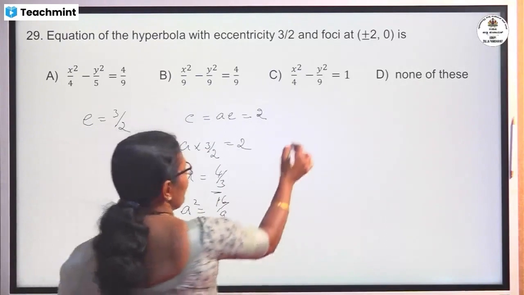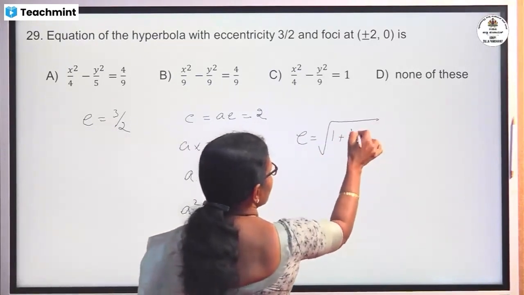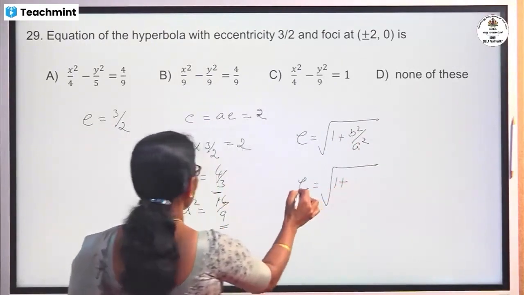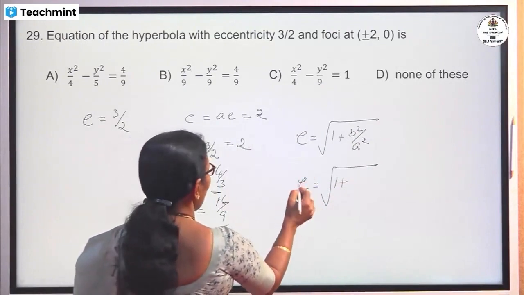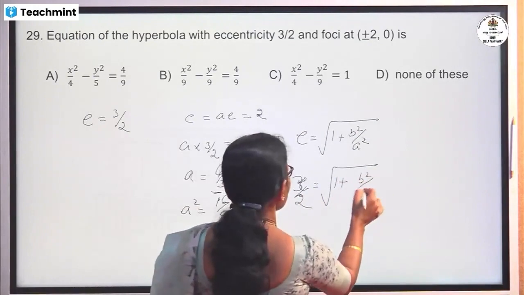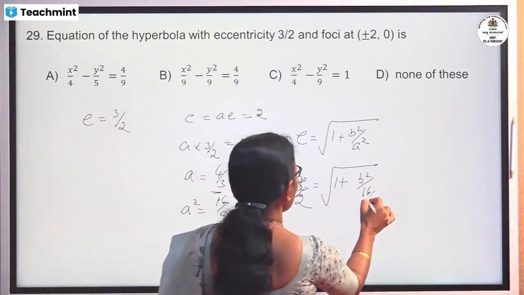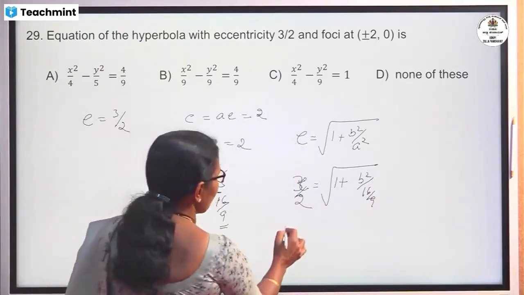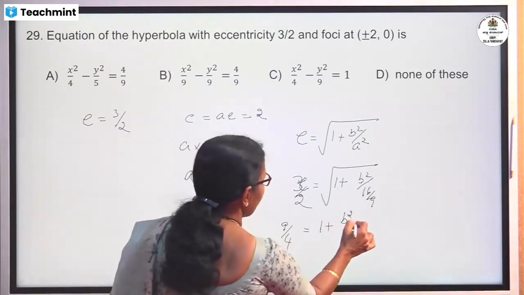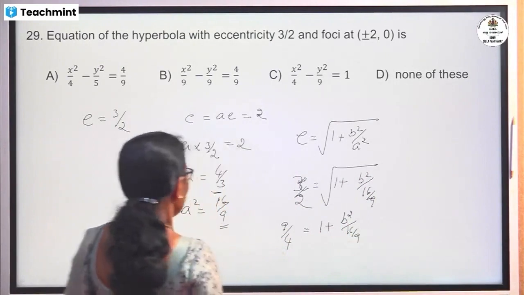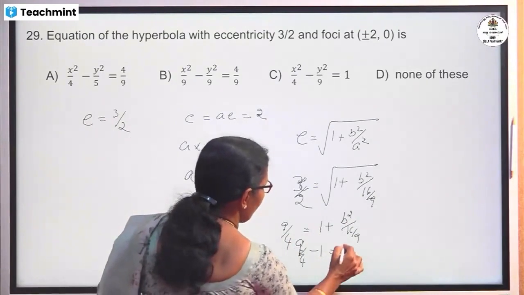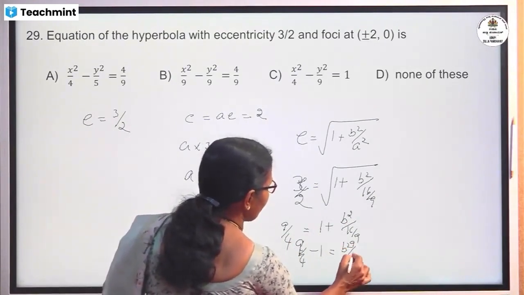Now, in a hyperbola, E is equal to square root of 1 plus B square by A square. Substitute the value of E, which is 3 by 2. We don't know the value of B square, and A square is equal to 16 divided by 9. Now, squaring on both sides, 9 by 4 is equal to 1 plus B square divided by 16 by 9. Now, 9 by 4 minus 1 is equal to 9B square divided by 16.